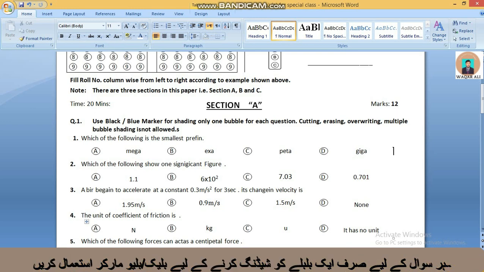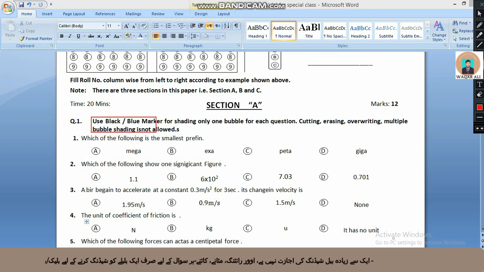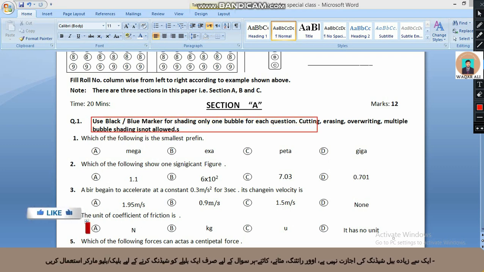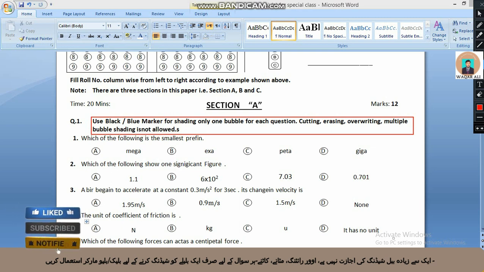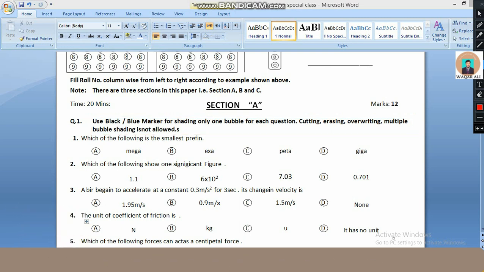1 mark. Use black or blue marker for shading only one bubble for each question. Cutting, erasing, overwriting, multiple bubble shading is not allowed. Q.1. Which of the following is the smallest prefix?